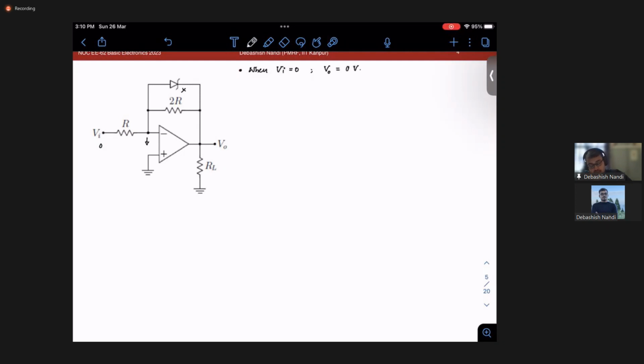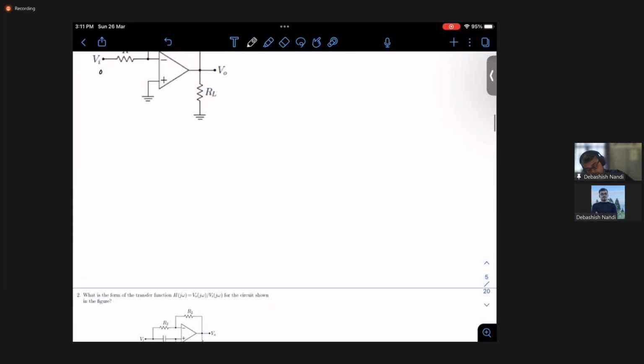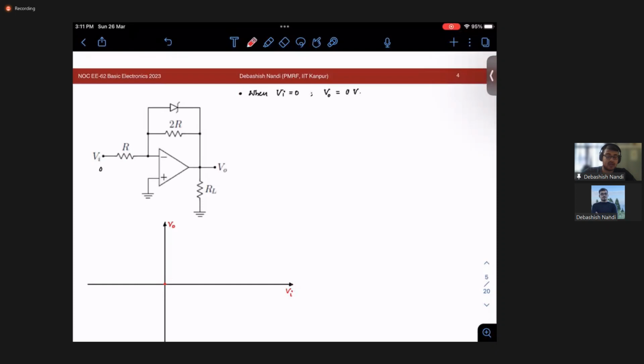Okay. So at the origin, if I draw the plot, this is my V naught, this is Vi. When my Vi is 0, my V naught is 0. That means the transfer characteristic, or V out versus V input, will pass through the origin, right?